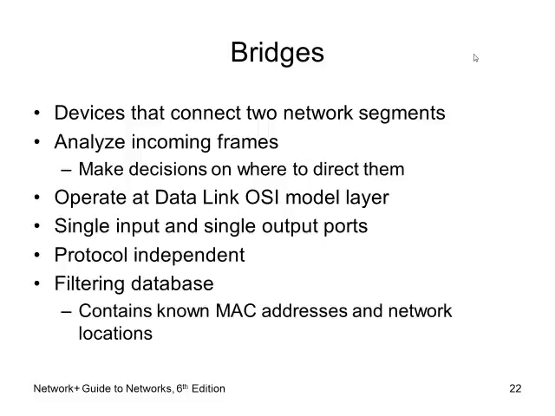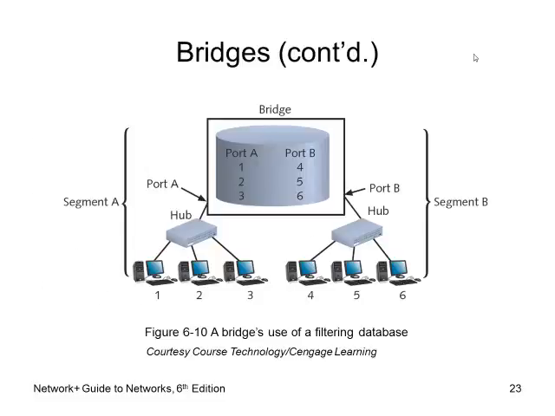But really, bridges and switches are all the same now. They analyze and make decisions on where to direct traffic. They work at the data link layer. Normally have one input and one output port. They really don't care about the protocol. They just forward it on. There's a bridge. It just connects the two hubs together. That's all it is. Allows you to connect two different network segments together. Not seen much anymore. Now we use switches and routers for all of that.